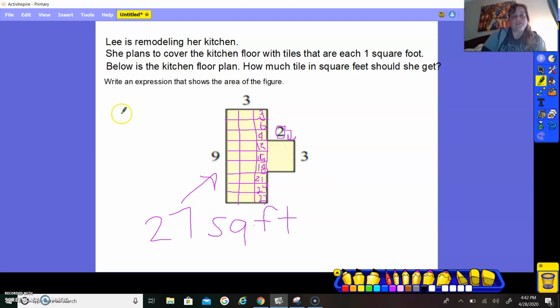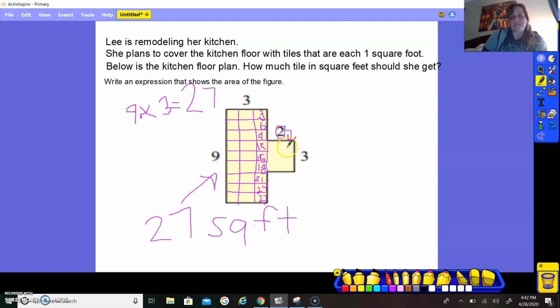We know that when we make an array, that can represent multiplication. We have 9 rows of 3. And 9 rows of 3 equals, let me write with my finger, 27. 9 rows of 3 is 27. So that's the shortcut. If you don't want to make an array and you know what 9 times 3 is, then go straight to your multiplication fact and do that. But if you're not sure what 9 times 3 is, then your best option may be to make the array.